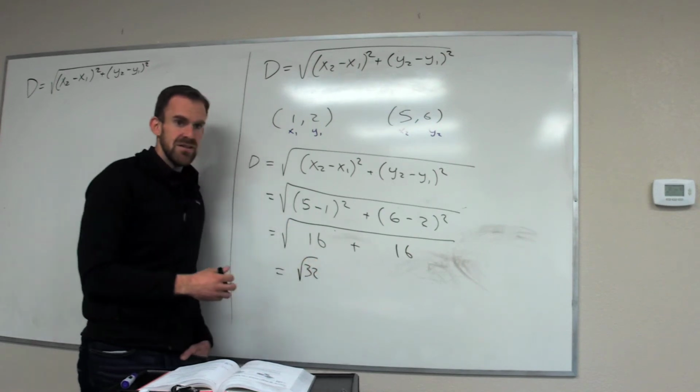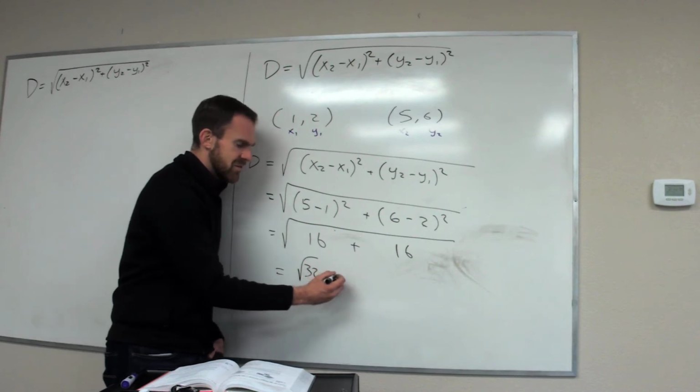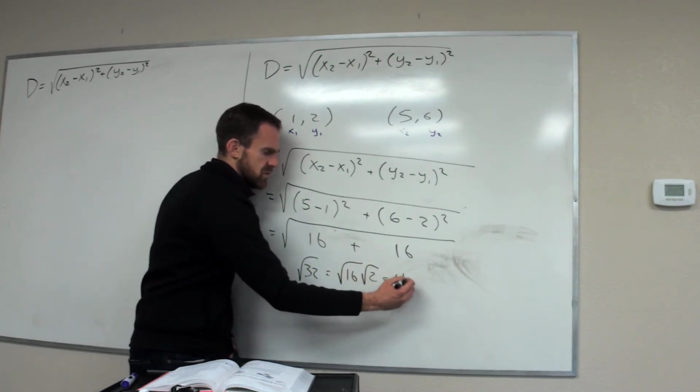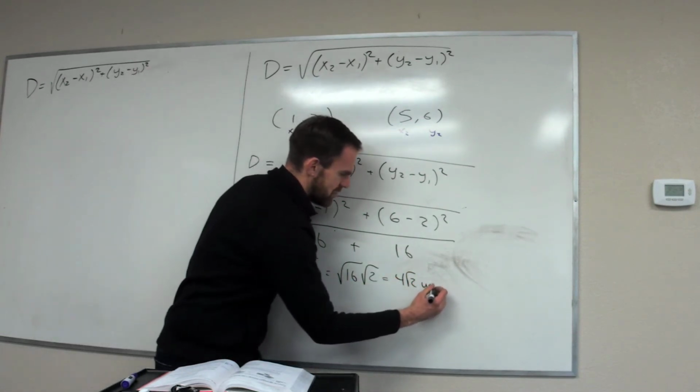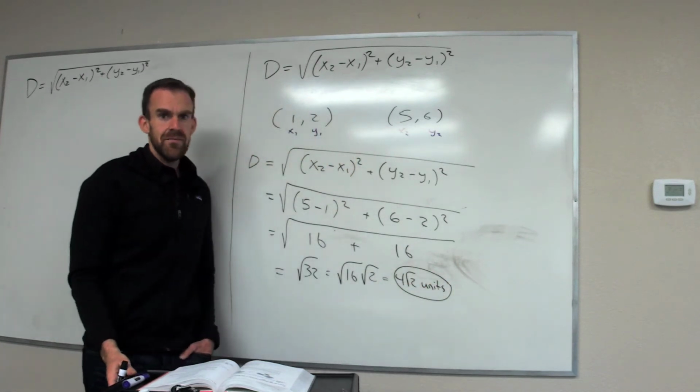What's the square root of 32? 4 square root of 2. Why? Because this is the square root of 16 times the square root of 2, which is 4 square root of 2. Since this is a distance, you should put units after it. And that's it.